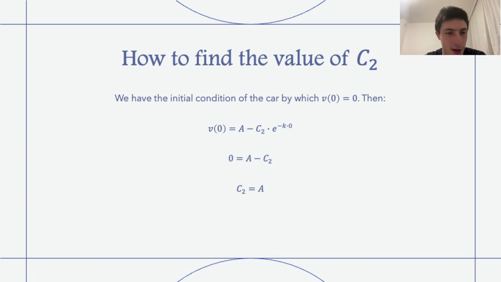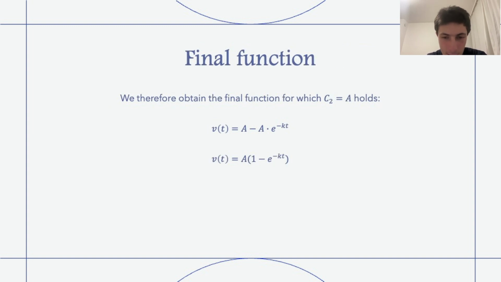You know that the exponential to the power of 0 equals 1. So you get as a result a minus c2, which means that c2 is equal to a, which then the overall equation turns out to be a times 1 minus e to the power of negative kt, which is the general solution to this differential equation.